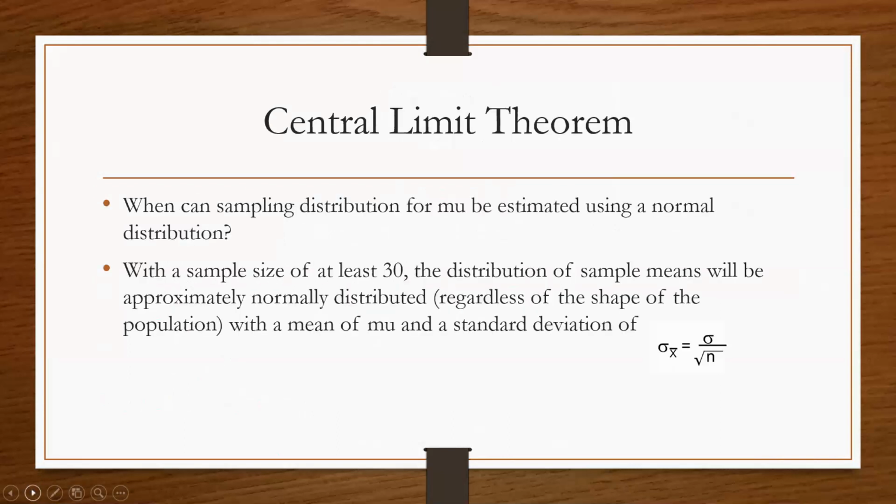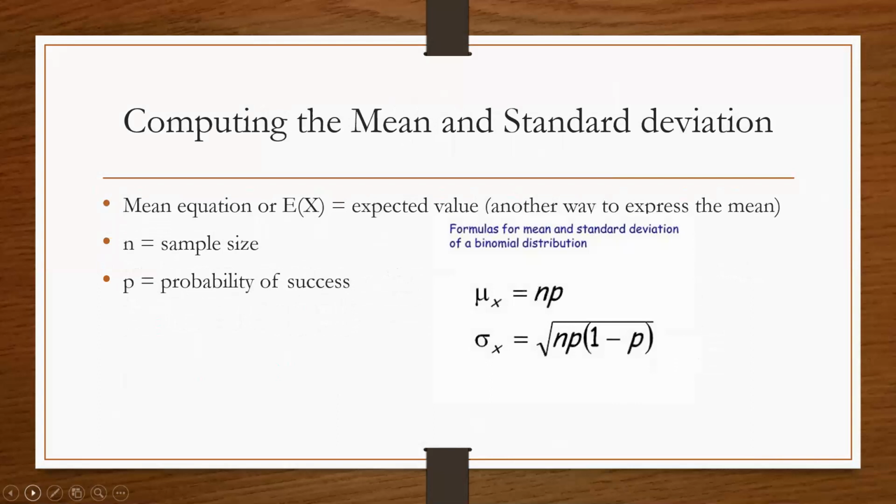So the central limit theorem. This basically answers when can the sampling distribution of mu be estimated using a normal distribution. If you have a sample size of at least 30, the distribution of means will always be approximately normally distributed, regardless of the shape. And so you'll get a mean of mu and a standard deviation of that. Basically all it's saying is the standard deviation equals the standard deviation divided by the square root of the sample size.